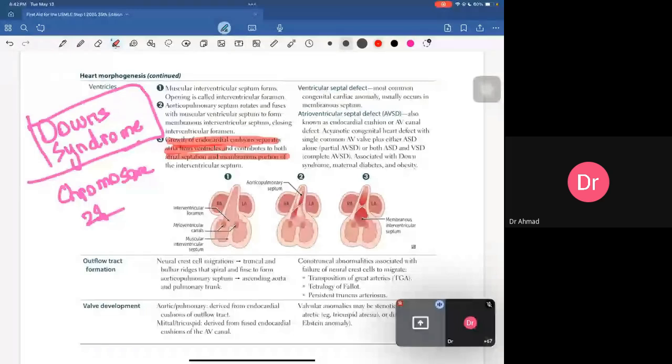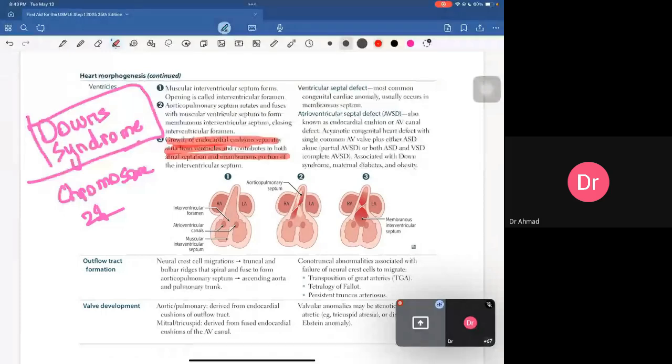Everyone knows that in case of Down syndrome, there will be problems in the ventricular septum. So there will be ventricular septal defect. Now everyone will know this, right? So ventricular septal defect would be the problem. But now they could confuse you between two options. One would be the membranous part of the ventricular septum, and the other would be the muscular part of the interventricular septum.